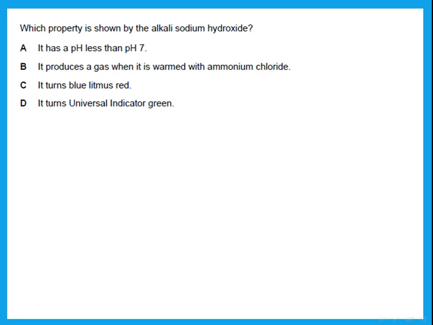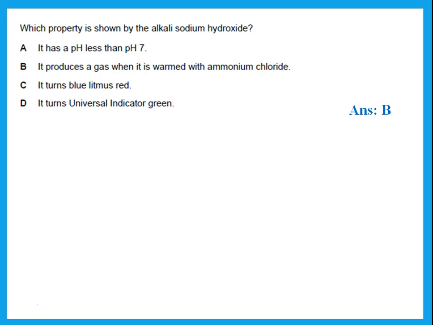It has a pH less than 7. What did we say about a base? No, a base will have a pH more than 7. It produces a gas when it is warmed with ammonium chloride. Yes, sodium hydroxide is a base, and we said base plus ammonium will give ammonia gas. So this is actually my correct answer.